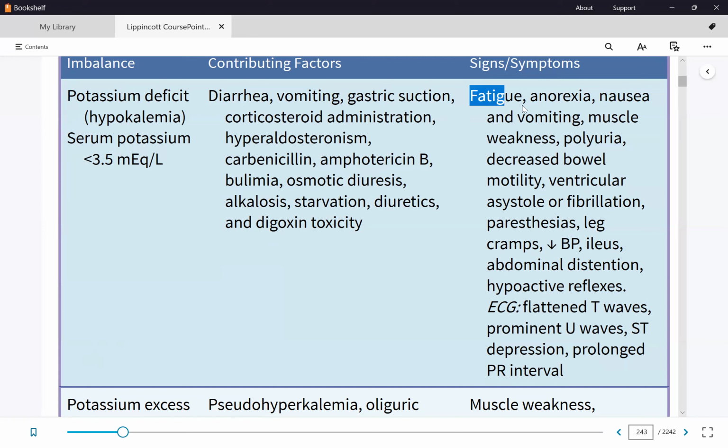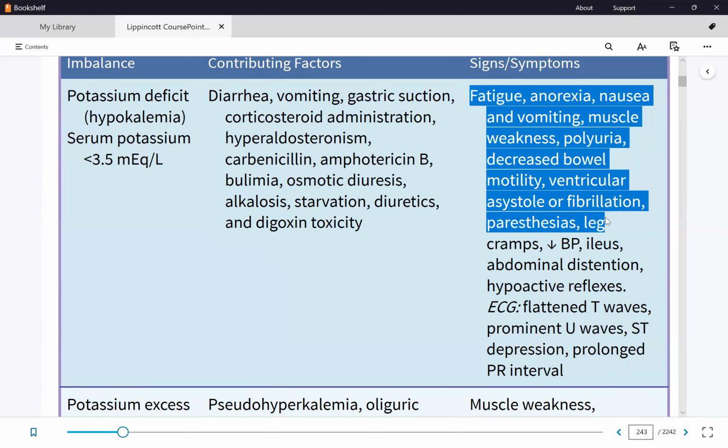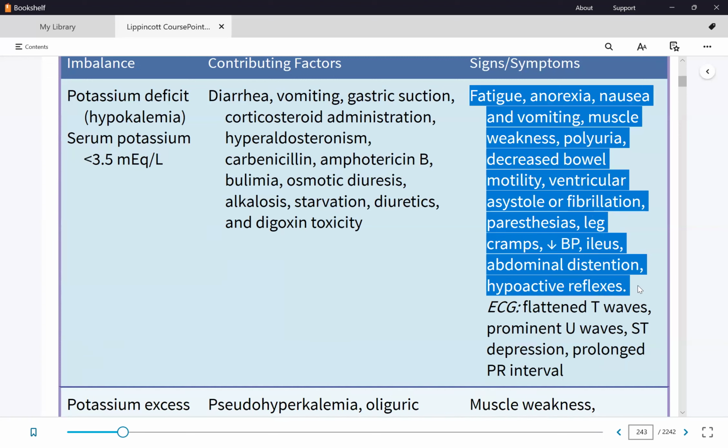Manifestations are the following: fatigue. So name a body system that is not mentioned here. None, right? So all muscles here are affected, especially the cardiac muscles. Okay, so that tells you how important potassium is. Plus, since we know that this is only acquired through food and beverages, who are at risk for potassium imbalances?